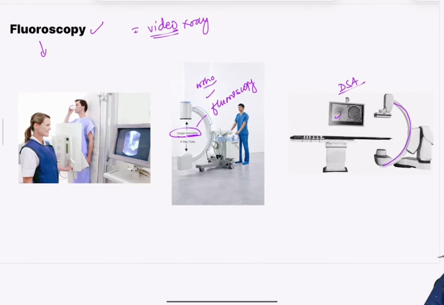So will fluoroscopy have more radiation exposure or less as compared to X-ray? Definitely it will have more radiation exposure. Why? Because video is made up of multiple pictures. So if you compare barium studies versus X-ray, barium studies will have more radiation exposure. So that is why in fluoroscopy, which has high radiation exposure, it is important to wear this lead apron, right?